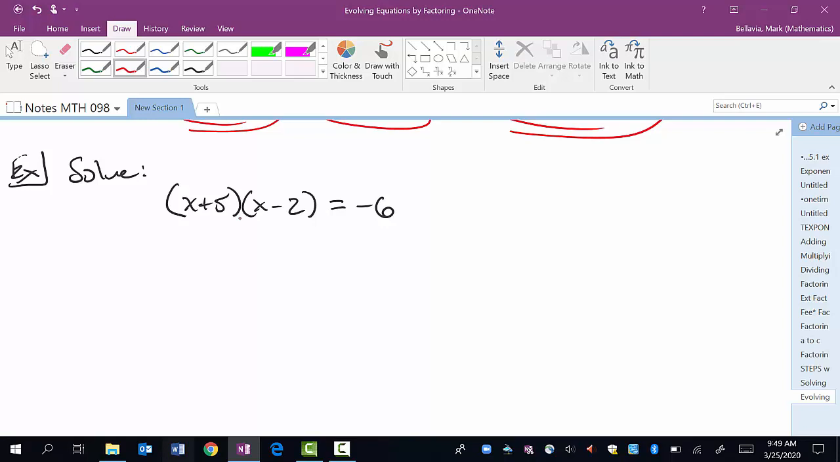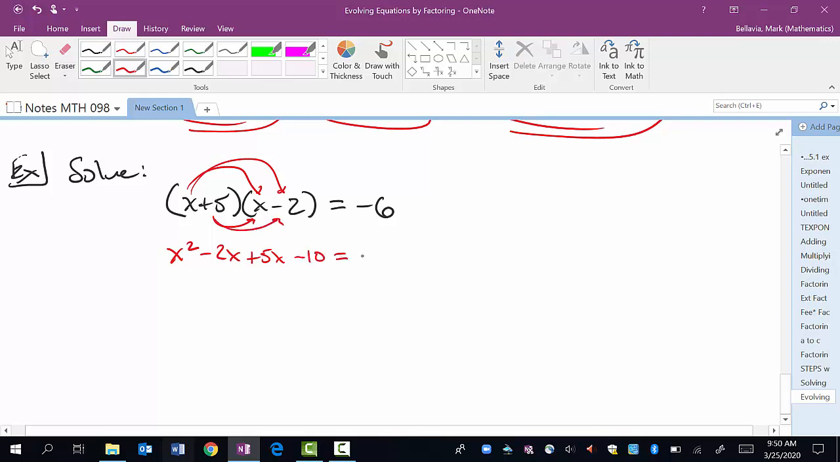And before I try to get 0 on this right side and move the negative 6 out of there, I'm going to actually FOIL, right? I'm going to distribute through on the left side. So then when I move the negative 6 over, I'll have a like term to combine it with. So I'm going to FOIL first. X times x will give us x squared. X times negative 2 will give us a minus 2x. Positive 5 times x is plus 5x, and positive 5 times negative 2 is negative 10. This is equal to negative 6.